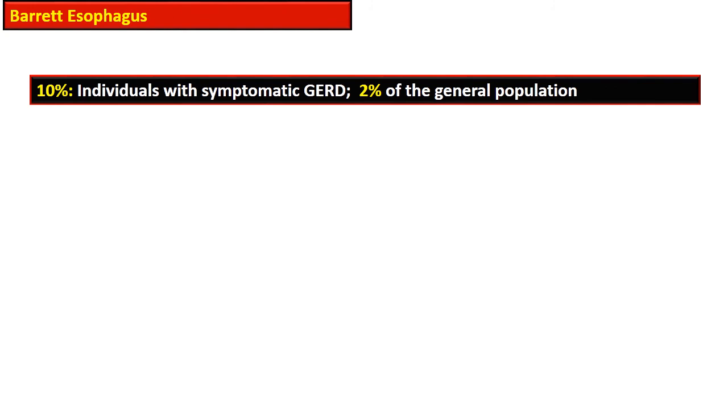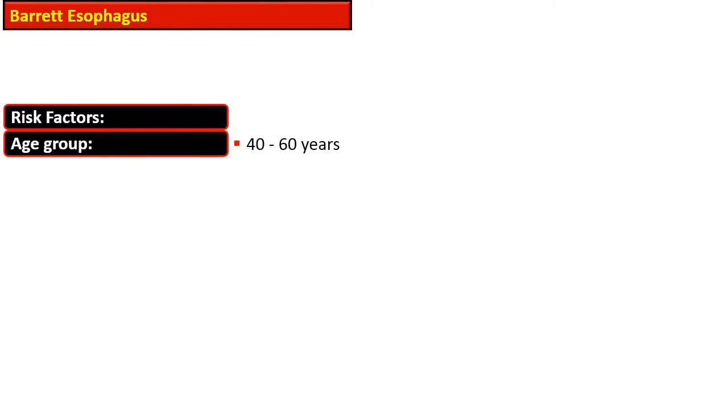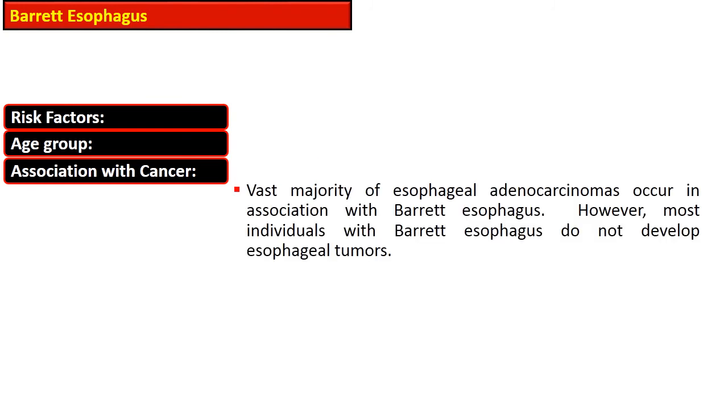It is present in 10% of the individuals with symptomatic gastroesophageal reflux disease, and it is also seen in 2% of the general population. White male is a risk factor for this condition. Male to female ratio is 3:1. It is almost double in smokers, and it is associated with obesity also. It is a common condition between 40 to 60 years of age, and there is increased risk of esophageal adenocarcinoma.